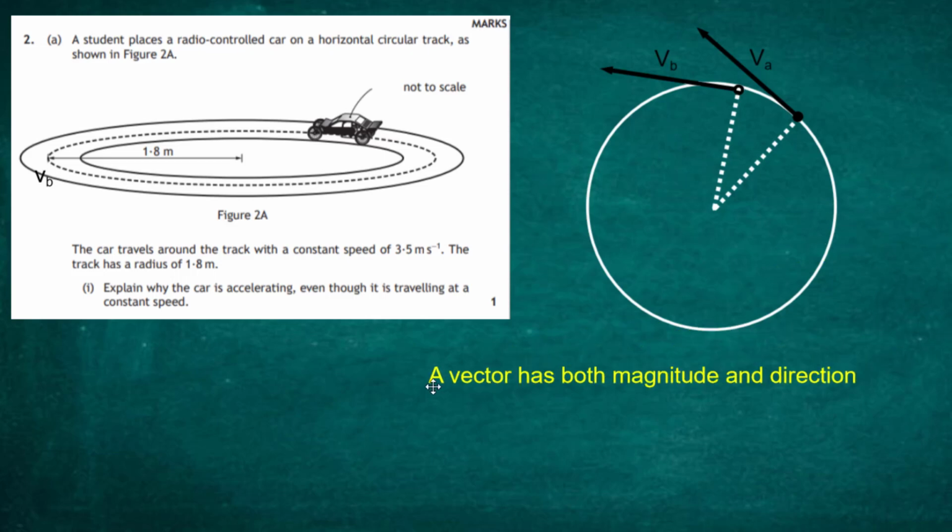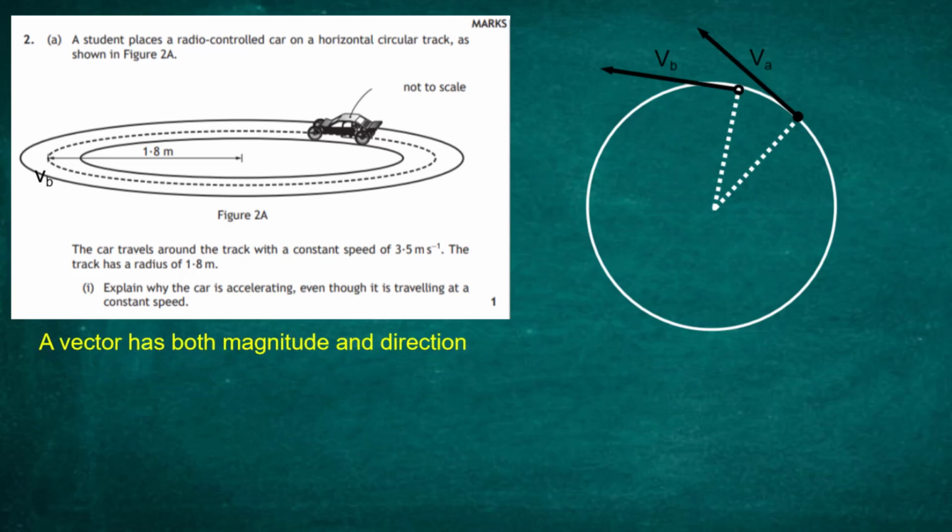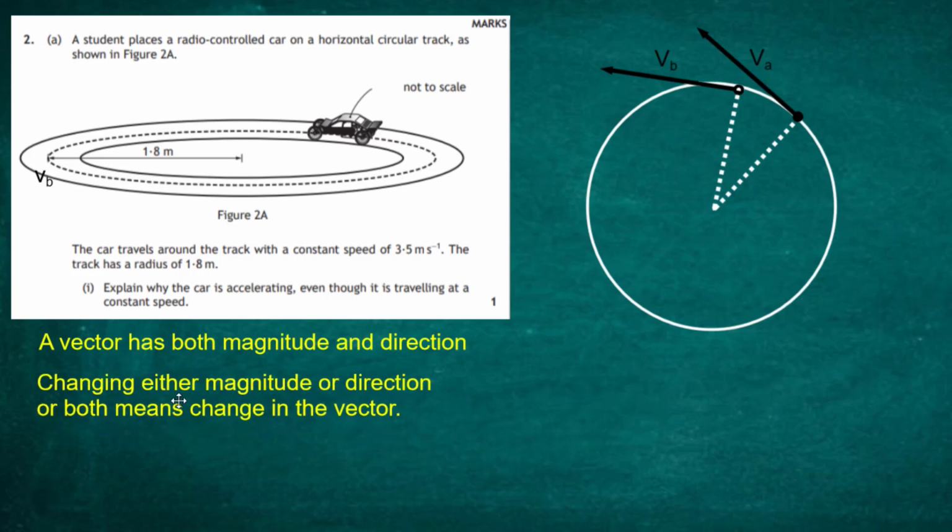And the key thing here for this 1 mark is to state the following facts. A vector has both magnitude and direction. Now, if we change either magnitude or direction, or both, that means there's a change in the vector. If there's a change in the velocity vector, in this case its magnitude is staying the same but its direction is not, then we have a change in that actual velocity vector. And a change in a velocity vector will equal an acceleration. So the car is actually accelerating due to the fact that its velocity vector, even though its magnitude is staying the same size, its direction is changing. So that would be an answer for that, simply for 1 mark.